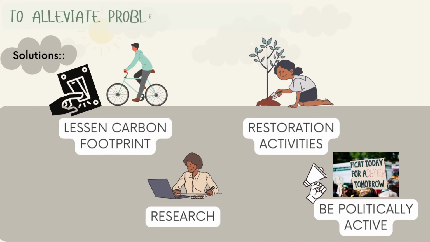Now, what can we do as students to alleviate the problems recently stated? We can do this by lessening our energy consumption at home by switching lights off when unused and opting to walk or bike to reduce CO2 emissions. We can also participate in large scale solutions like ecological research, environmental restoration activities like tree planting, and by being politically active enough to demand immediate government action towards a country that relies primarily on renewable energy sources.